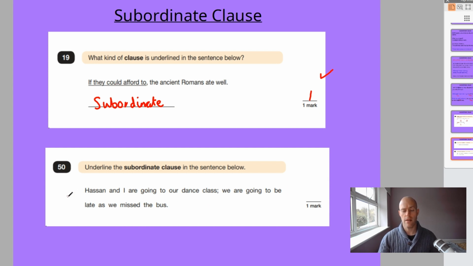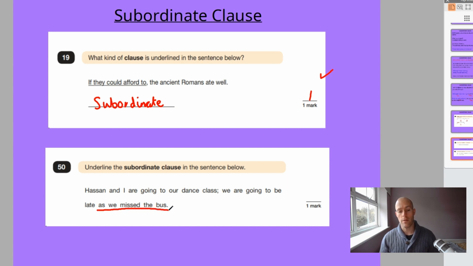So Hassan and I are going to our dance class. We're going to be late as we miss the bus. So Hassan and I are going to our dance class, main clause. We're going to be late as we miss the bus. We've got to split this last bit. We're going to be late would work as a main clause, but as we miss the bus is the subordinate part there, and as is the subordinating conjunction.